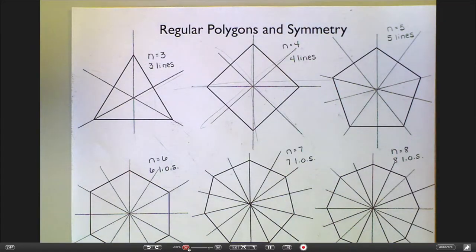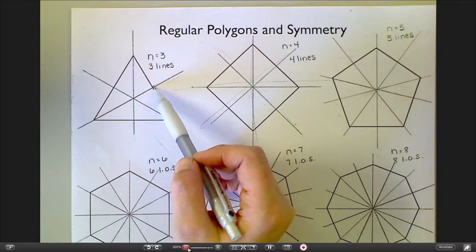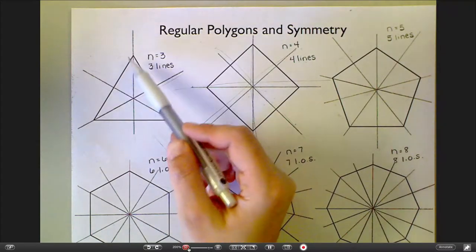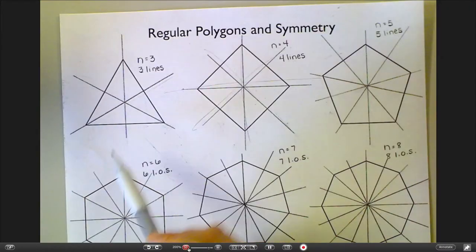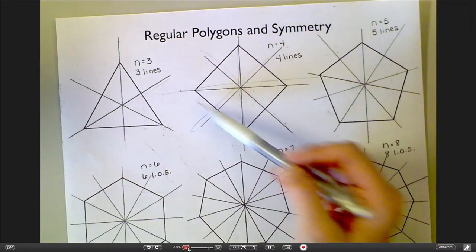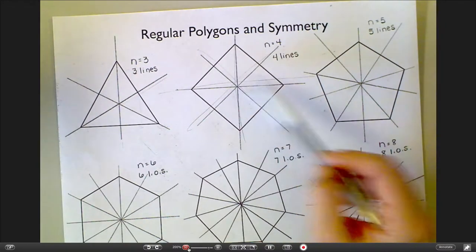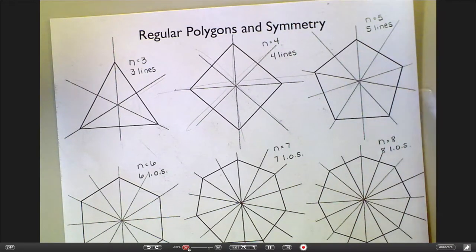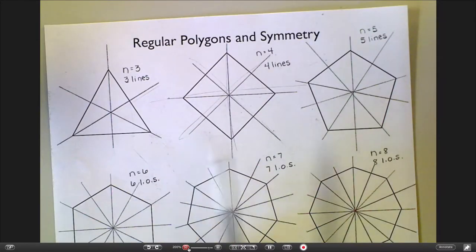Okay? Wait, what does n mean? N is the number of sides. Okay? So like this is a 3-sided figure, and as long as it's regular, it'll have 3 lines of symmetry. It'll also have 3 angles. So 3 sides, 3 angles, 3 lines of symmetry. 4 sides, 4 angles, 4 lines of symmetry. 5 sides, 5 angles, 5 lines of symmetry. Okay, a lot of bang for your buck out of that one number.